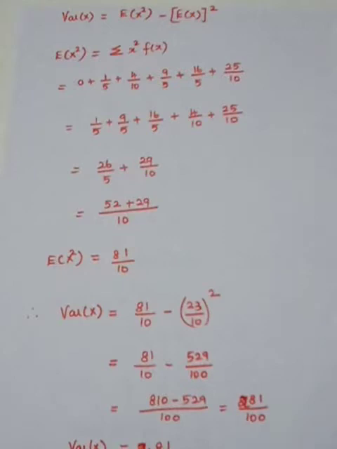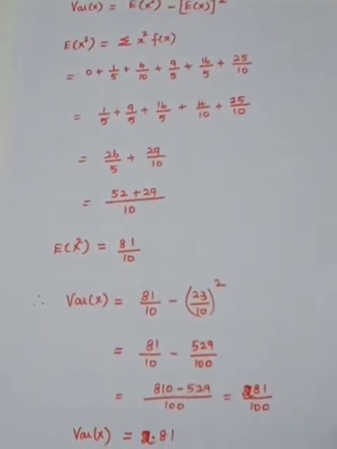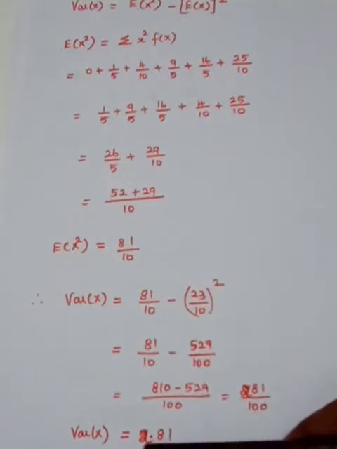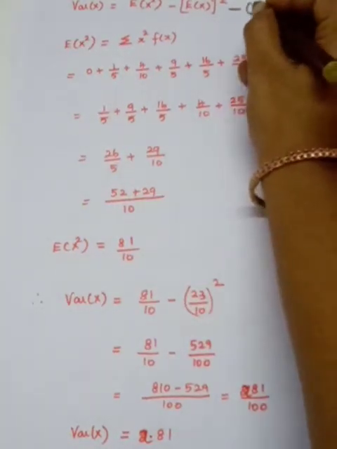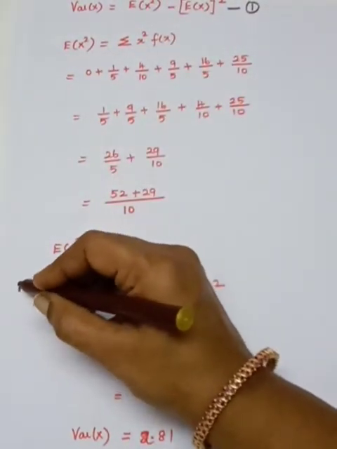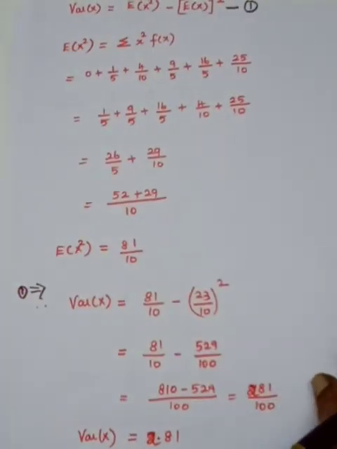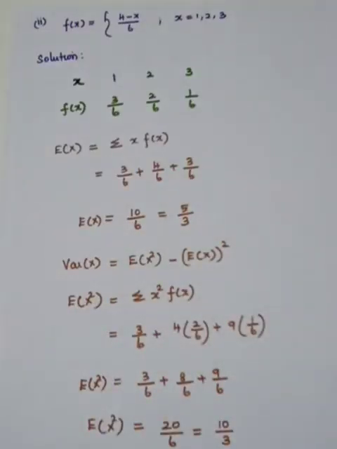So if you square 23 it is 529 by 100. Okay, so if you take LCM, LCM is 100. So therefore 810 minus 529, that is equal to 289 by 100. 289 by 100 can be written as 2.89. So you can call this as 1. Here you can write 1 implies you will get variance of x. So in this way you have to find the mean and the variance of the given problems.